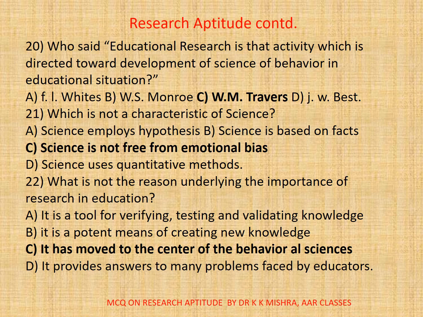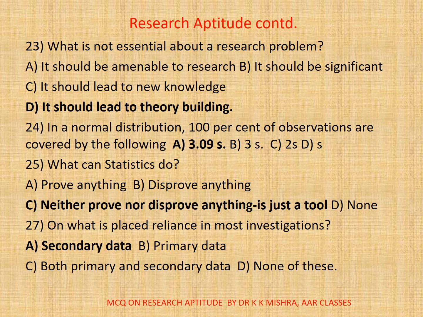22. What is not the reason underlying the importance of research in education? Correct option is C here. It has moved to the center of the behavior of all sciences. 23. What is not essential about a research problem? Correct option is D. It should lead to theory building.